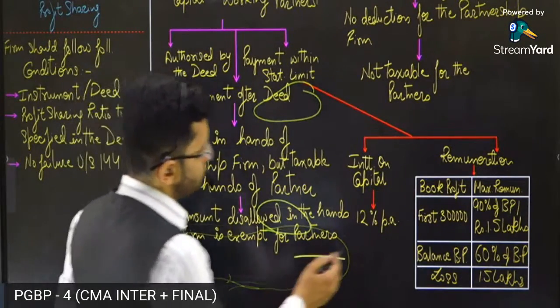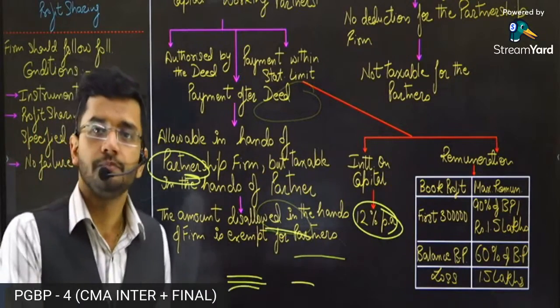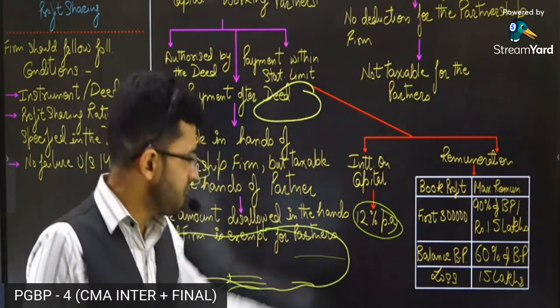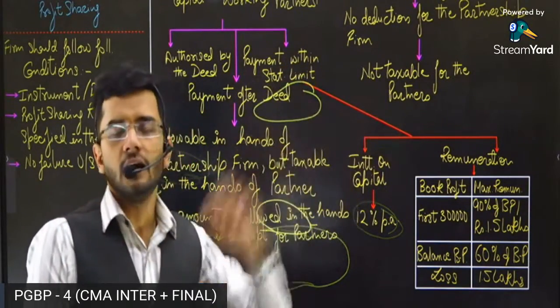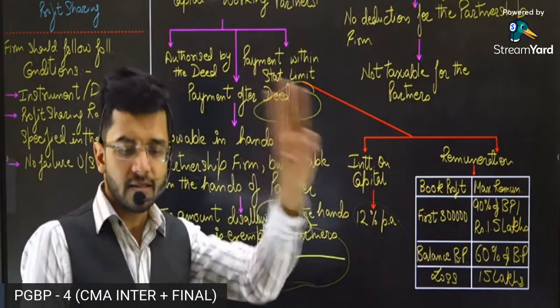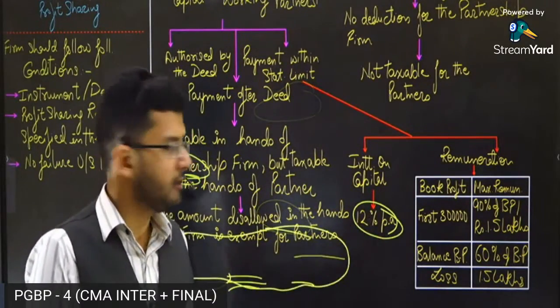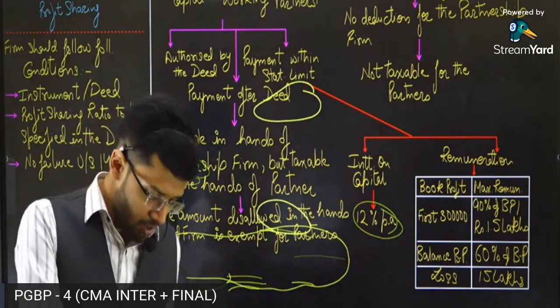In case of interest on capital, you can give it at max up to 12% per annum of the capital which is introduced in the business. Suppose I pay 15% per annum as the interest on capital, 3% will be disallowed. If I pay interest which is more than 12%, say 15%, 3% will be disallowed.